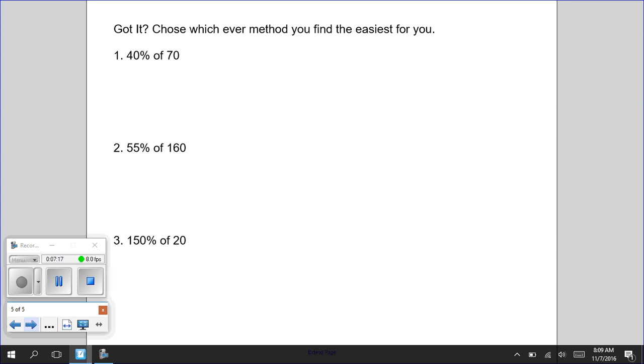All right, for your got it's, I have 3 of them for you. You can choose whichever method you find the easiest for you. So if you want to use fractions, go ahead and turn it into a fraction. If you would rather use a decimal and multiply, then that's what you should do. All right, tomorrow in class we'll go over these answers and how we got them, and I will answer any questions you have. I'll see you tomorrow.